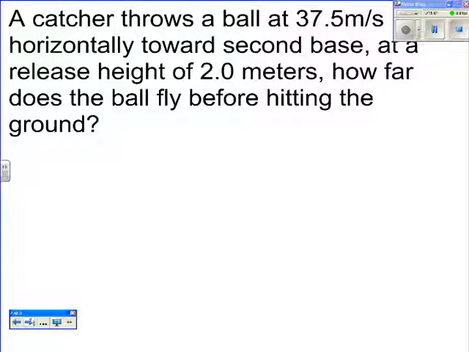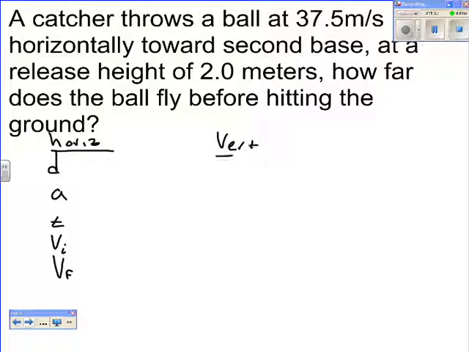All right, in order to solve this problem, any type of problem like this, we start out the same way. We want to know distance, acceleration, time, initial velocity, final velocity, exactly like we have been doing, except now we have to worry about two dimensions. They are independent of each other, so we're going to talk about what's happening horizontally and what's happening vertically. Distance, acceleration, time, initial, and final.